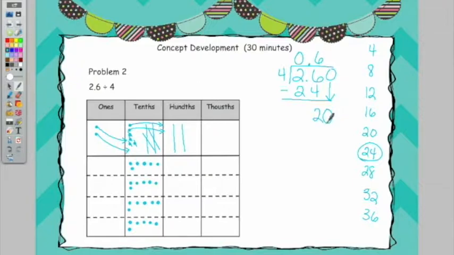What multiple will I use over here? Now don't say it. I'm going to ask Fernando. 4 times something equals 20. 5. Good. So the 5 is going to go at the top, and it's also going to go in each group.